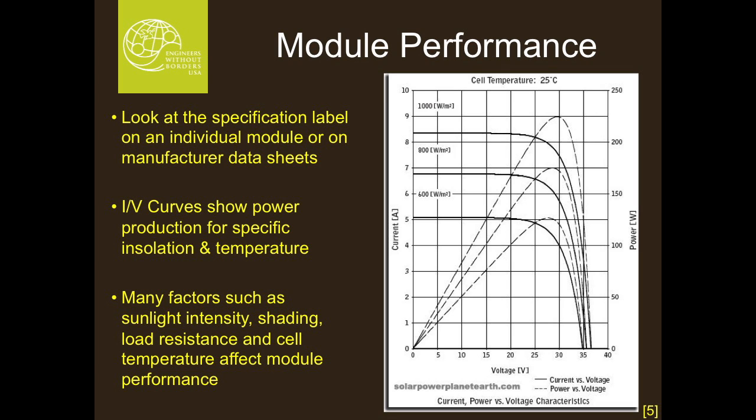For example, where the curve labeled 1000 watts per meter squared intersects the y-axis on the left, there's a quantity that's called short circuit current. On the lower right, the intersection with the x-axis is called open circuit voltage. We'll discuss both these quantities in the next slide. For maximum energy harvest, we want to operate somewhere between the extremes. Many factors affect energy output, such as sunlight intensity, shading, cell temperature, and load characteristics.